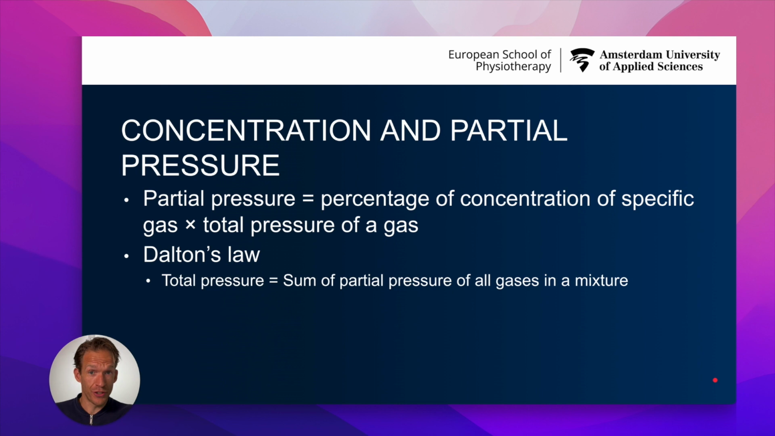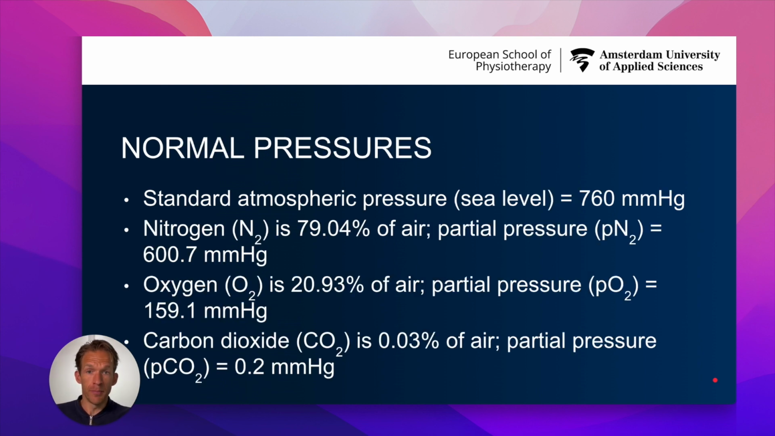So it's all about pressure and partial pressures and pressure differences. What is important is that if you look at a closed system, a closed volume, then the different partial pressures simply add up to the total pressure in case you have a gas mixture, and that is what's called Dalton's law. A relatively normal sea level atmospheric pressure is 760 millimeters of mercury.